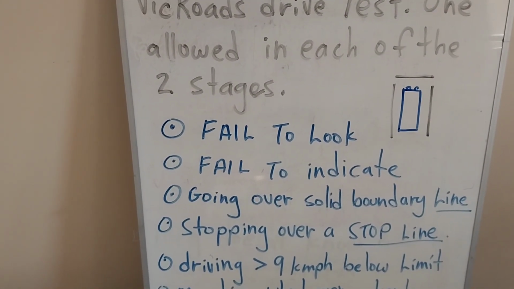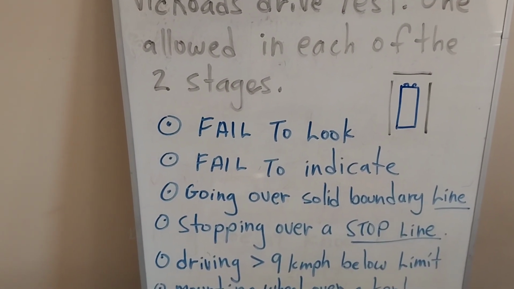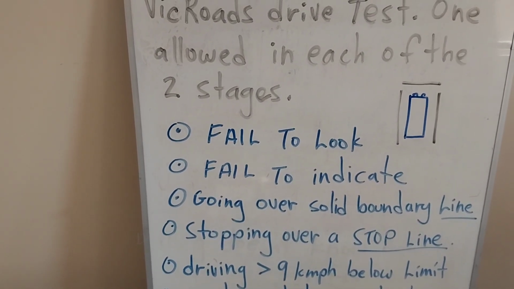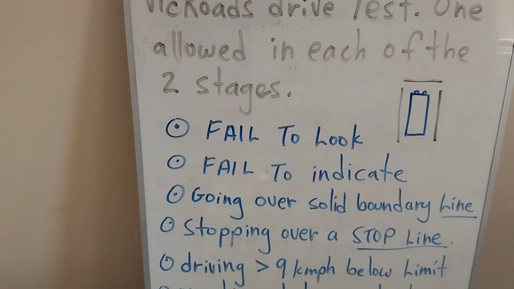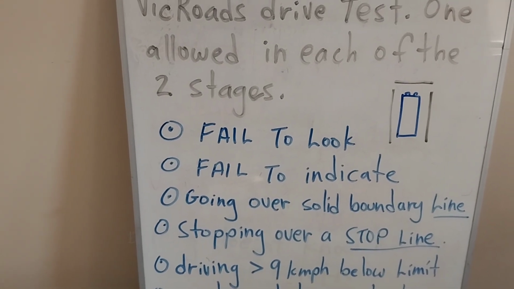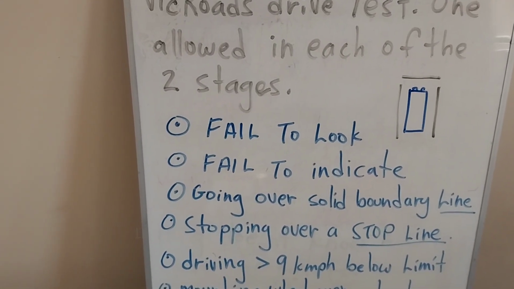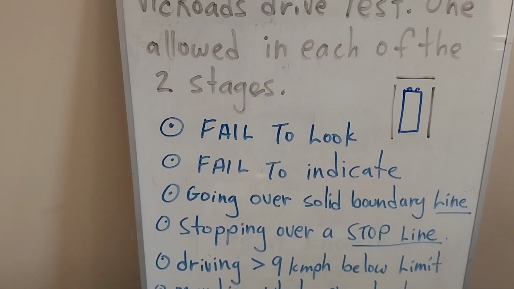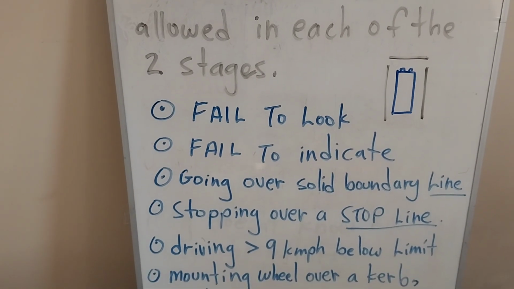Driving more than 9 kilometers per hour below the speed limit. Suppose the speed limit is 60 and we are driving 50 or 49 or 48. So that is more than 9 kilometers per hour below the speed limit. That could be recorded by the licence testing officer as a critical error.